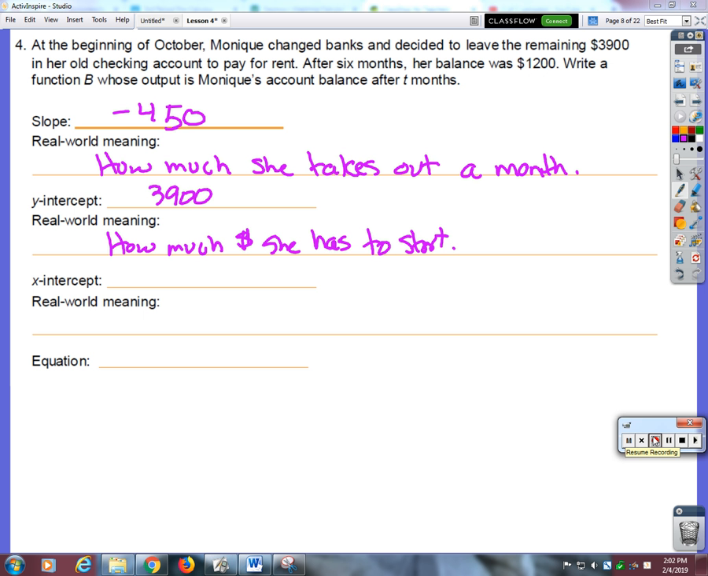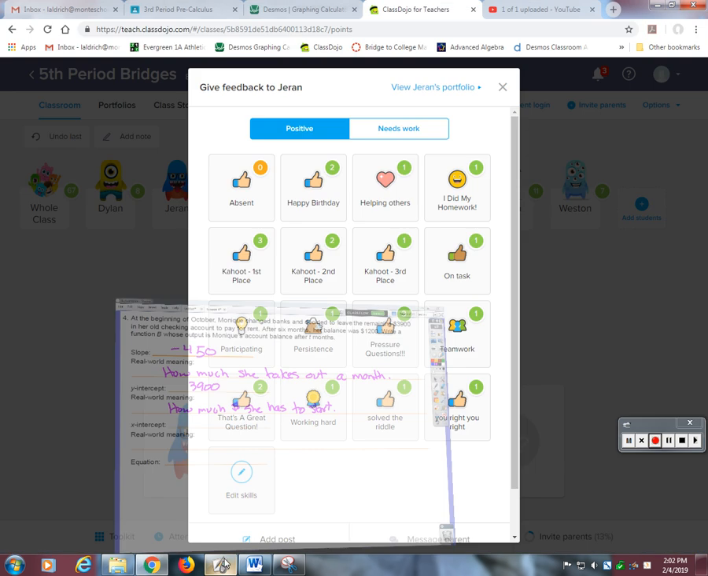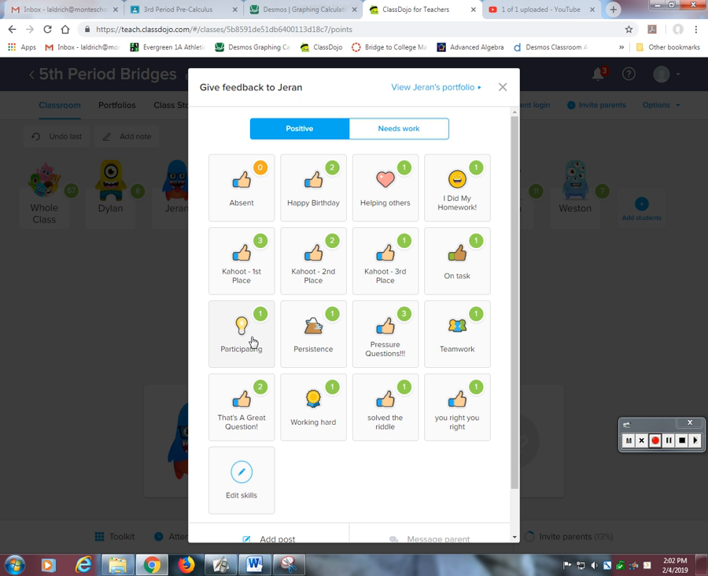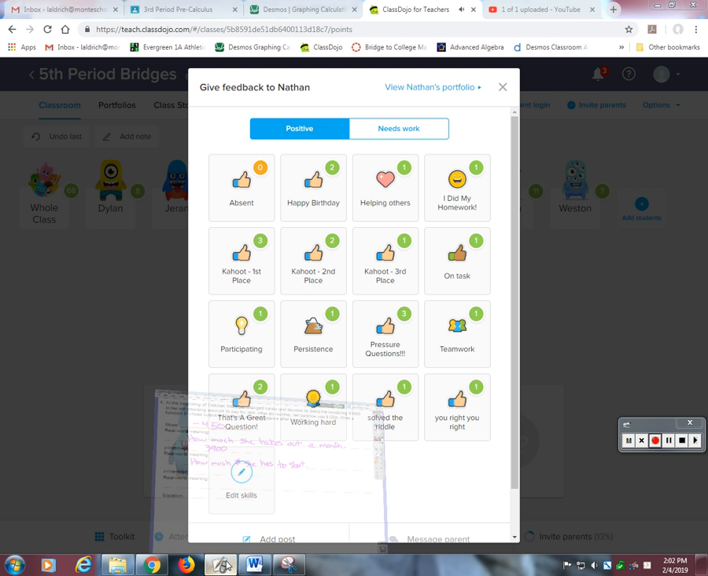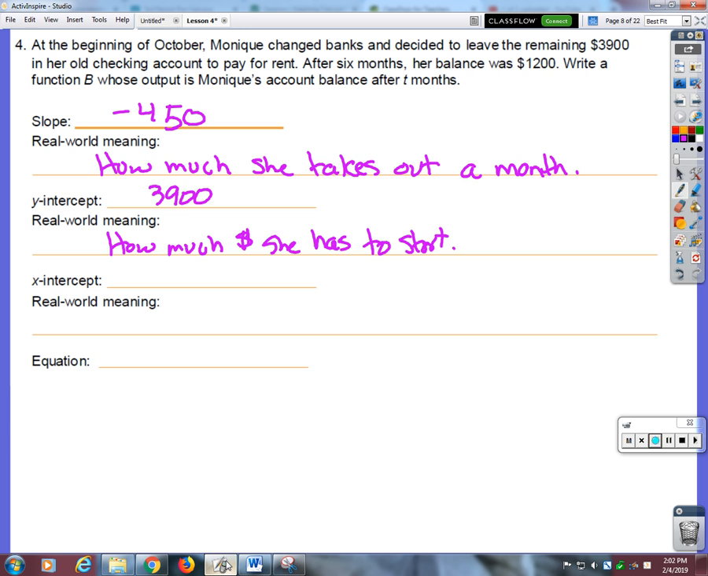Next question is, what is the X-intercept? Since our slope is negative this time, we will have an X-intercept. Sadly, at some point, Monique is going to run out of money. Nathan, when is Monique going to run out of money? If she starts out with $3,900 and she's spending $450 on rent every month, how long has she got? Or tell Matthew what numbers to type in a calculator and he'll do it for you.